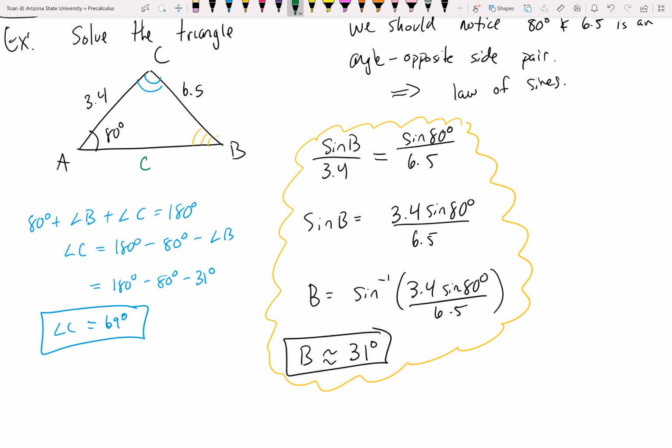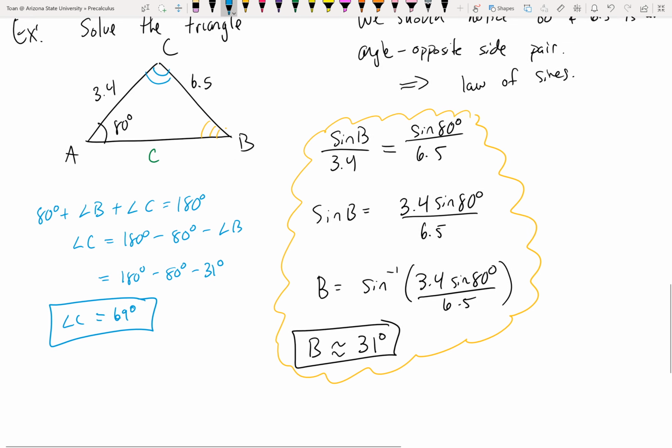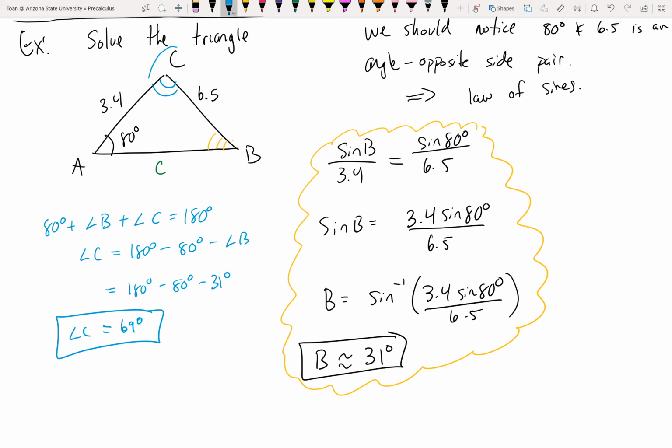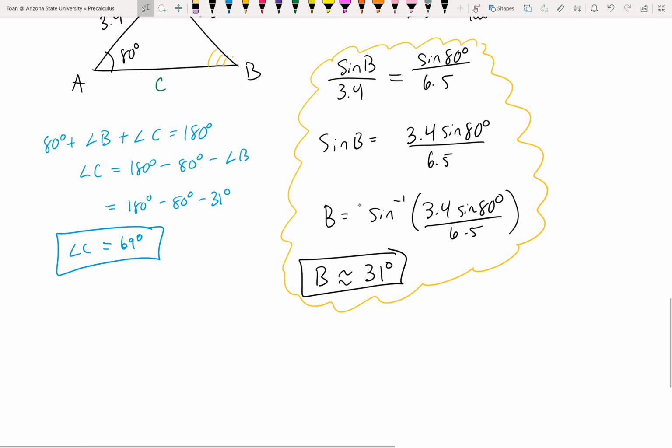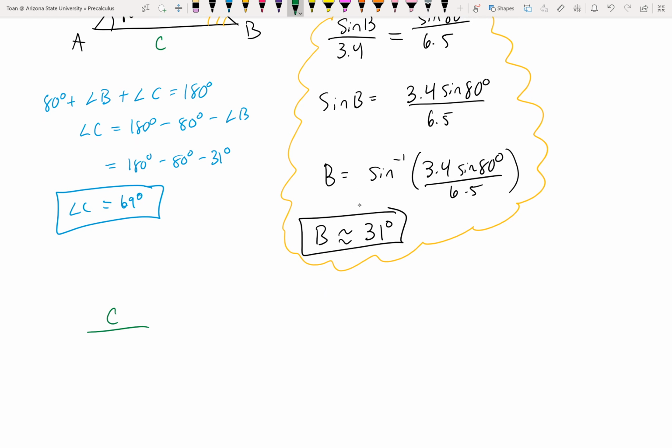And notice what happens here. Once we figure out angle C, we can use the law of sines because now the angle opposite side pair is valid. So to solve for side C, since I'm solving for side C, I'm going to put side C on top first over the sine of its opposite angle, which we said was about 69 degrees, and set it equal to another pair.